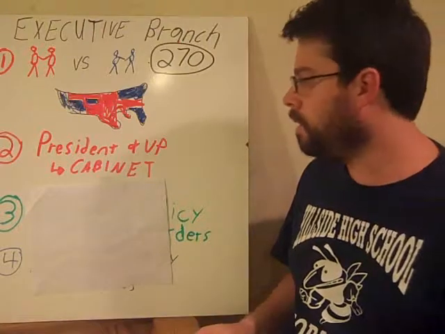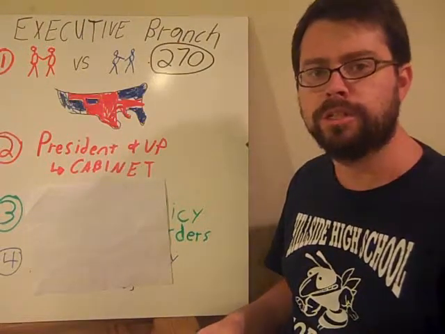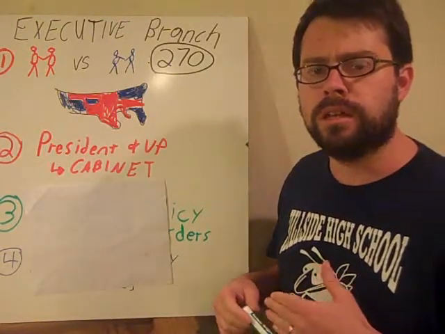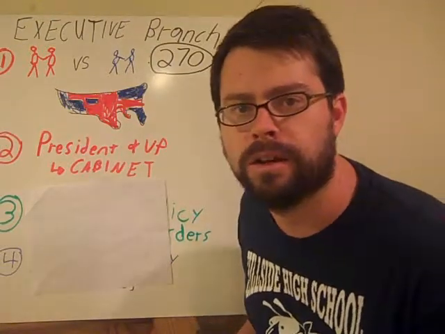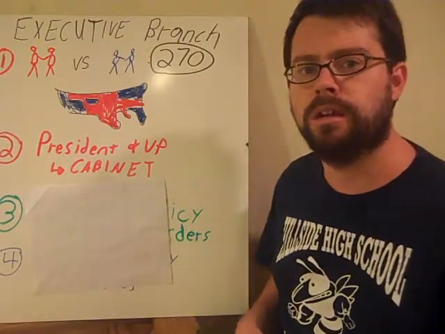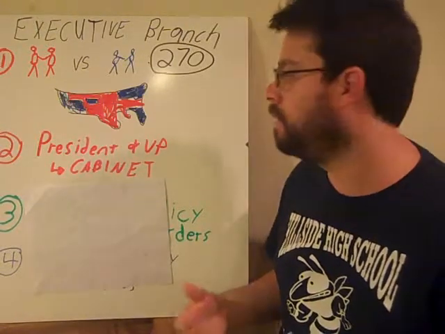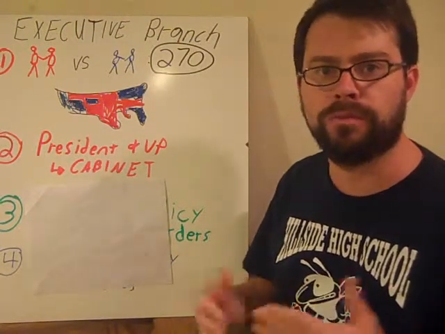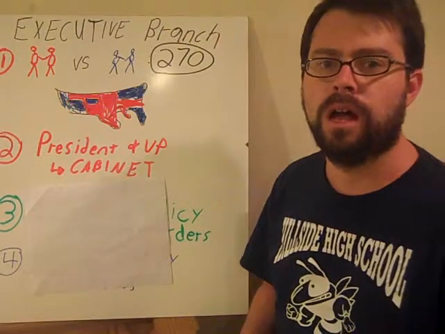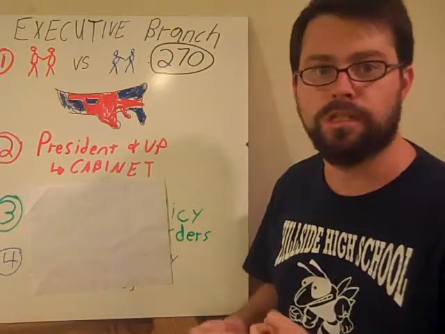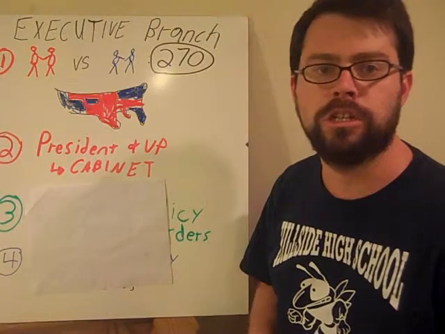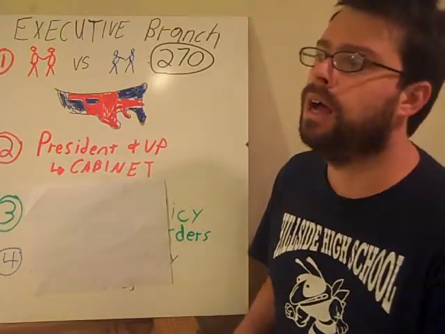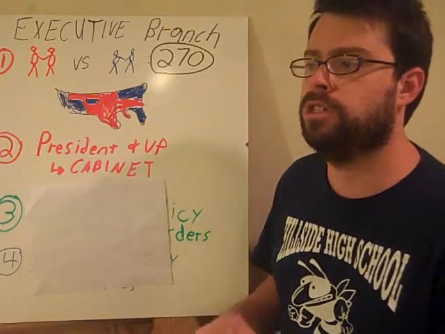And the first people that George Washington brought into his cabinet were Thomas Jefferson as his Secretary of State, Alexander Hamilton as his Secretary of the Treasury, and he had a Secretary of War, which we would now consider the Secretary of Defense. So we have 15 different cabinet departments. The Department of State, which deals with foreign policy and how we interact with other countries. We have the Justice Department, which deals with the prosecution of federal crimes.